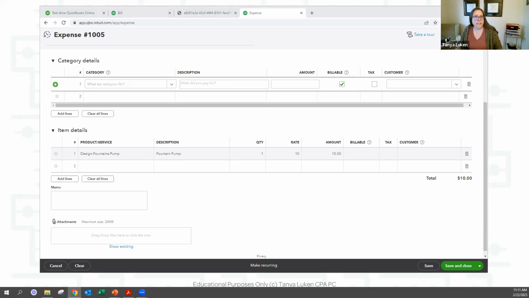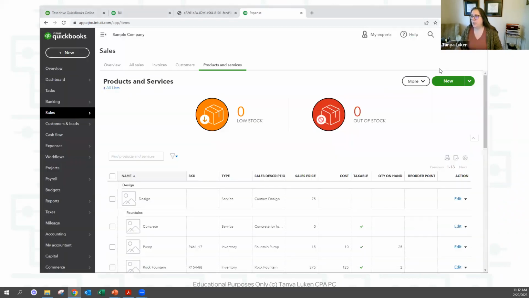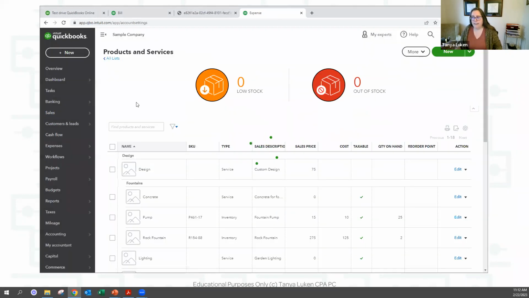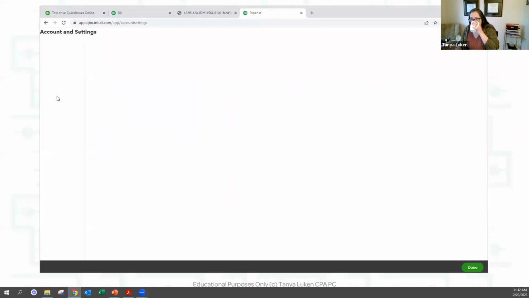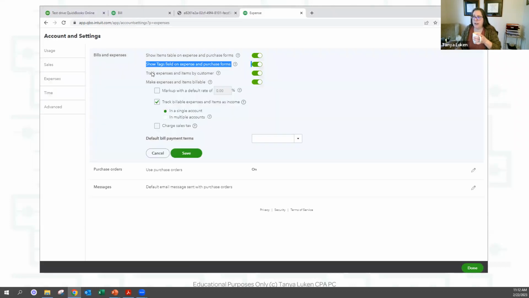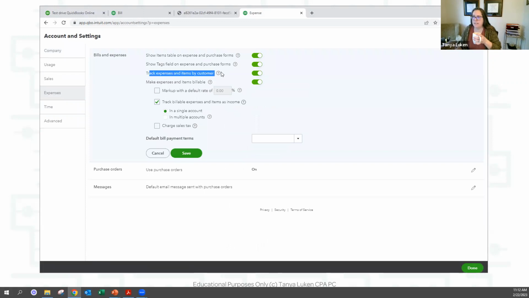Okay, so Darren said that he doesn't see the billable part in QuickBooks. So you are correct. It is a feature that you have to turn on. You would go under your accountant settings and then to expenses. And it's in this first box: Track expenses and items by customer. And then if you wanted to add a markup, you could add that here.